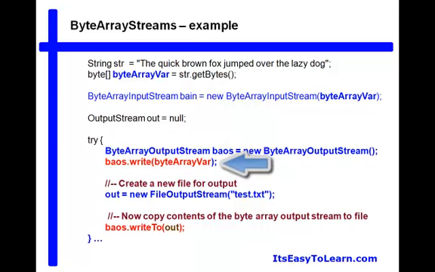Now we create a new file output stream, and on the byte array output stream we call the writeTo method and pass in the output stream. So what we have done here is we have first created a byte array output stream, written the contents of the byte array to the byte array output stream, and then written the contents of whatever is in the byte array output stream to the file using the writeTo method. So byte array streams are extremely helpful in network communications, which we will see later in the coming lessons.